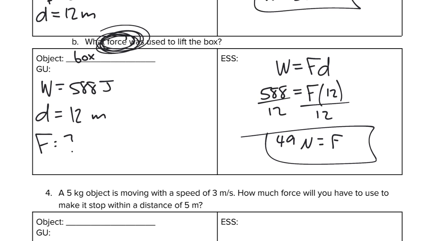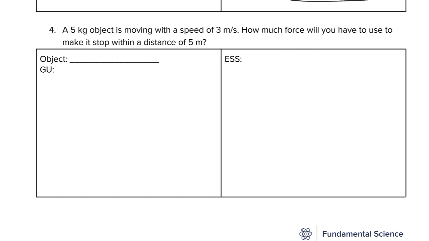Now let's see that all again one more time on number 4. And we're going to try to be a little more advanced on this particular one. Number 4 says a 5 kilogram object is moving with a speed of 3 meters per second. How much force will you have to use to make it stop within a distance of 5 meters?